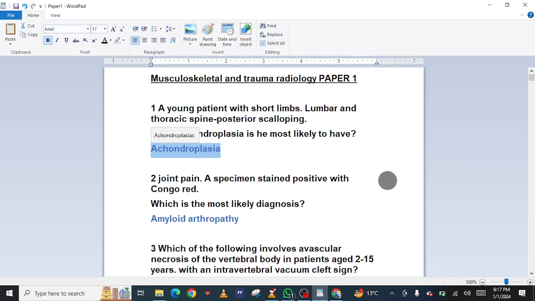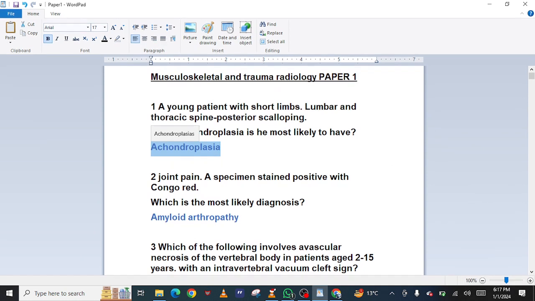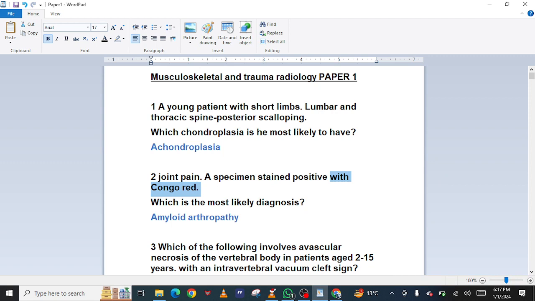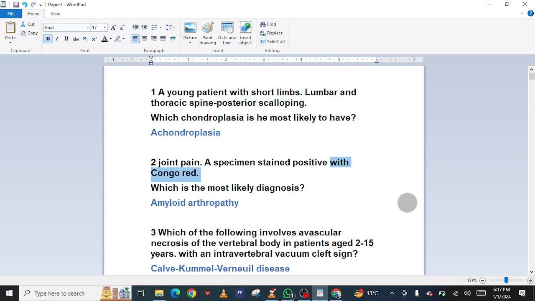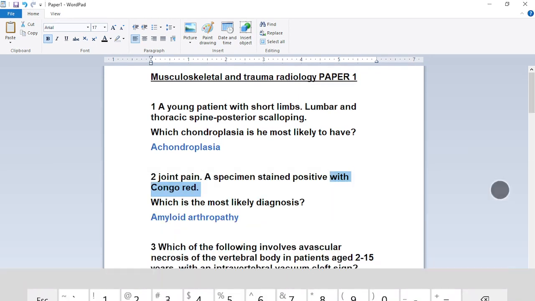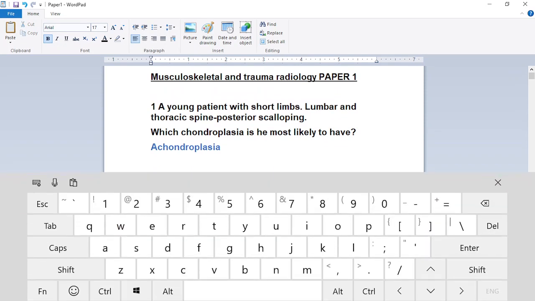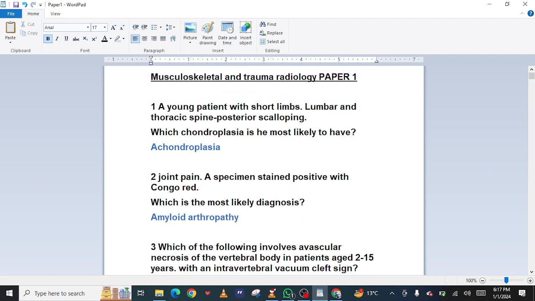Musculoskeletal and Trauma Radiology Paper 1. 1. A young patient with short limbs. Lumbar and thoracic spine posterior scalloping. Which chondroplasia is he most likely to have? Achondroplasia. 2. Joint pain. A specimen stained positive with Congo red. Which is the most likely diagnosis?